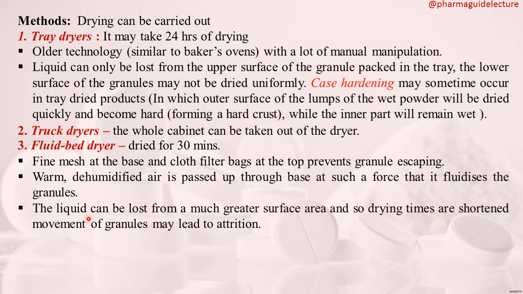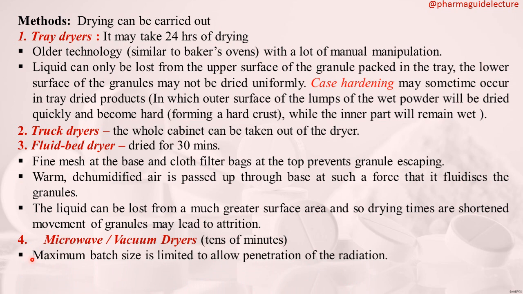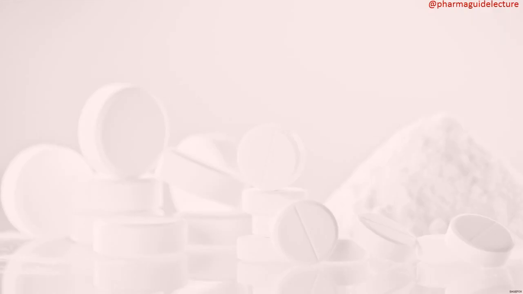The movement of the granules may lead to attrition. Microwave or vacuum dryer requires tens of minutes only. Maximum batch size is limited to allow the penetration of the radiation. It gives rapid drying with relatively low temperature.